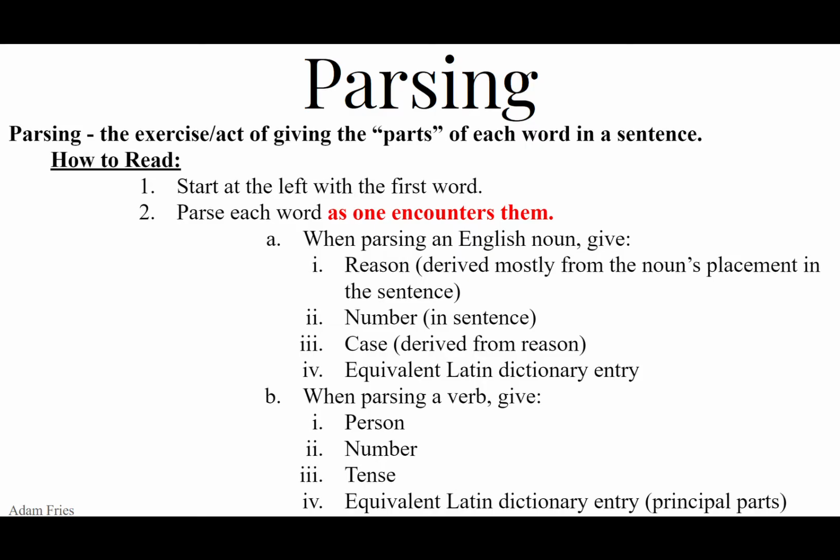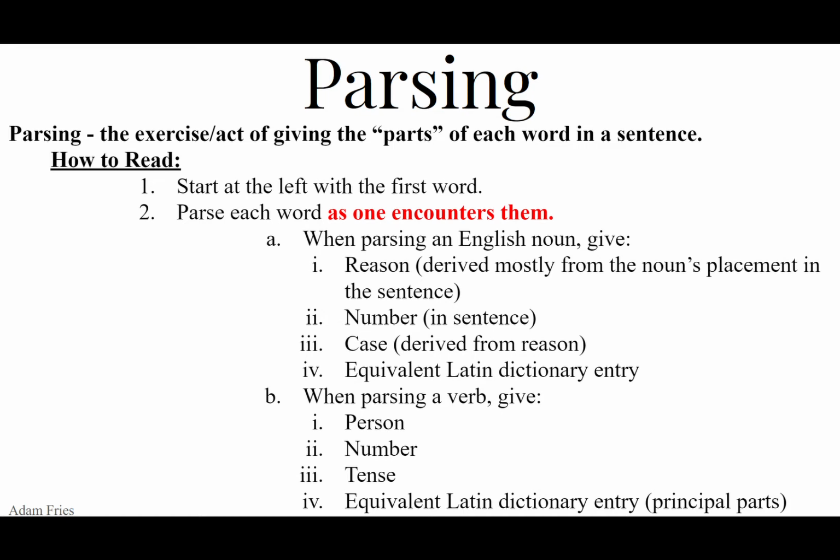And by parsing, we mean the exercise or act of giving the parts of each word in a sentence in order to correctly read that sentence. So how do we read? We start at the left with the first word and parse, dissect each word as we encounter them, moving towards the right. So when parsing an English noun, we are to give the reason of that noun. That is, the syntax, the job, the function of that noun.